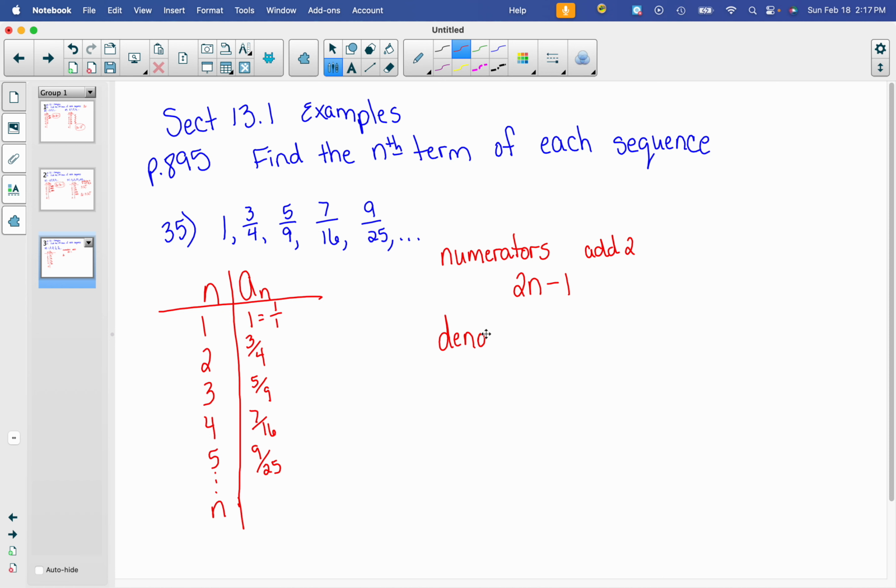Now look at the denominators. Well, I've got a 1, a 4, a 9, a 16, a 25. That's a special pattern. Notice they are all perfect squares. So for the first one, it's 1 squared, 2 squared, 3 squared. So it looks like it's just the value of n. 4 squared is 16, 5 squared is 25. So it looks like we have n squared for the denominators. So then put those together. A sub n is 2n minus 1 over n squared.